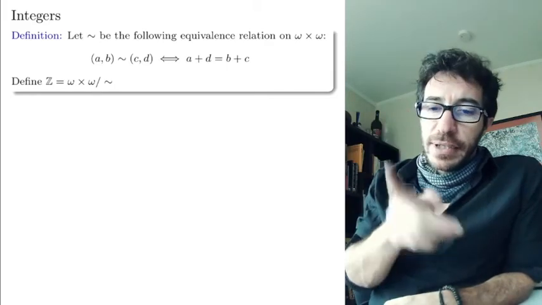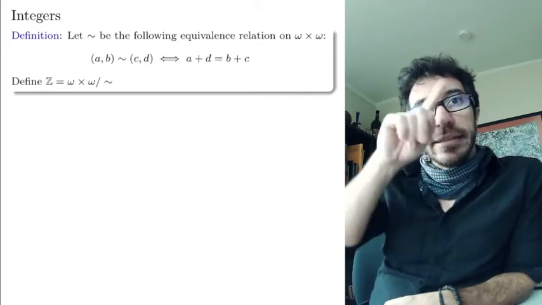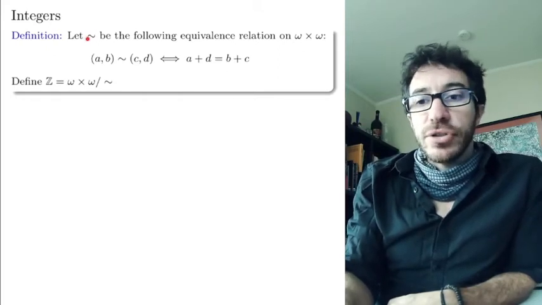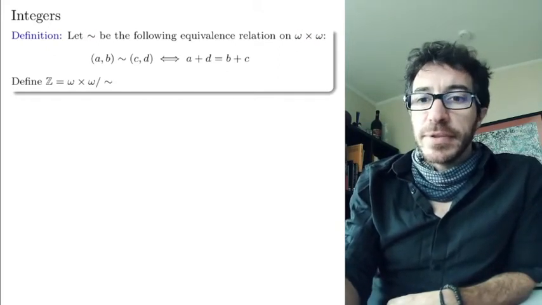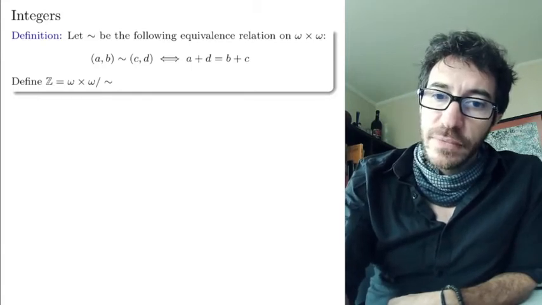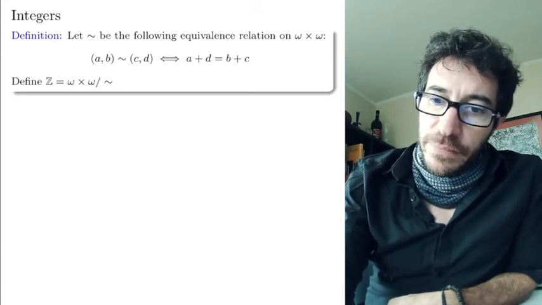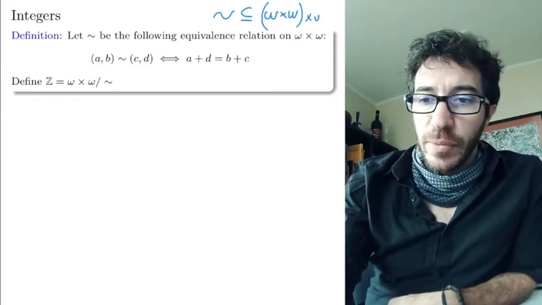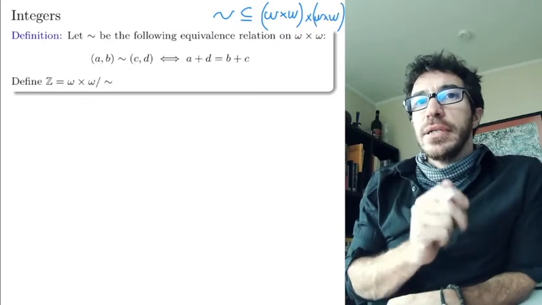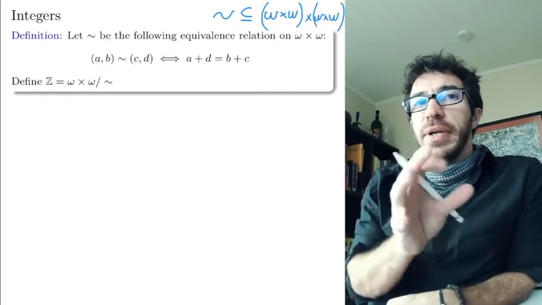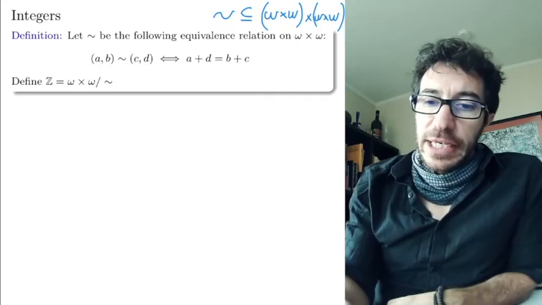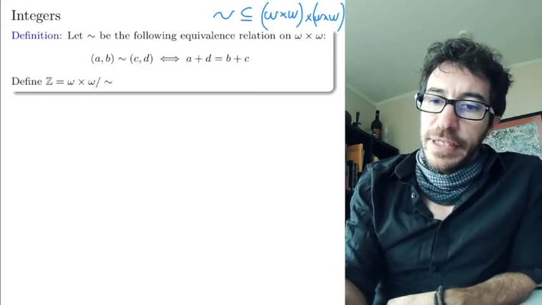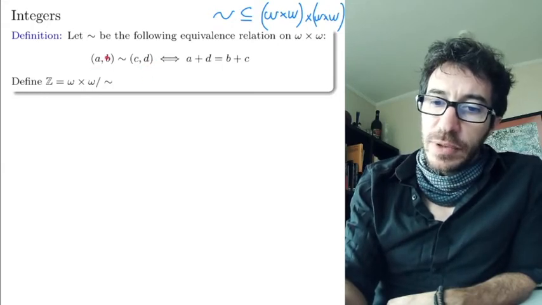We're going to define this equivalence relation, the little tilde, and it's going to be a relation on omega times omega. That means, as a relation, that tilde is a subset of omega times omega times omega times omega, right? So it's a set of pairs, and each element of the pair comes from omega times omega. And we say that (A, B) is related to (C, D) if A plus D equals B plus C.